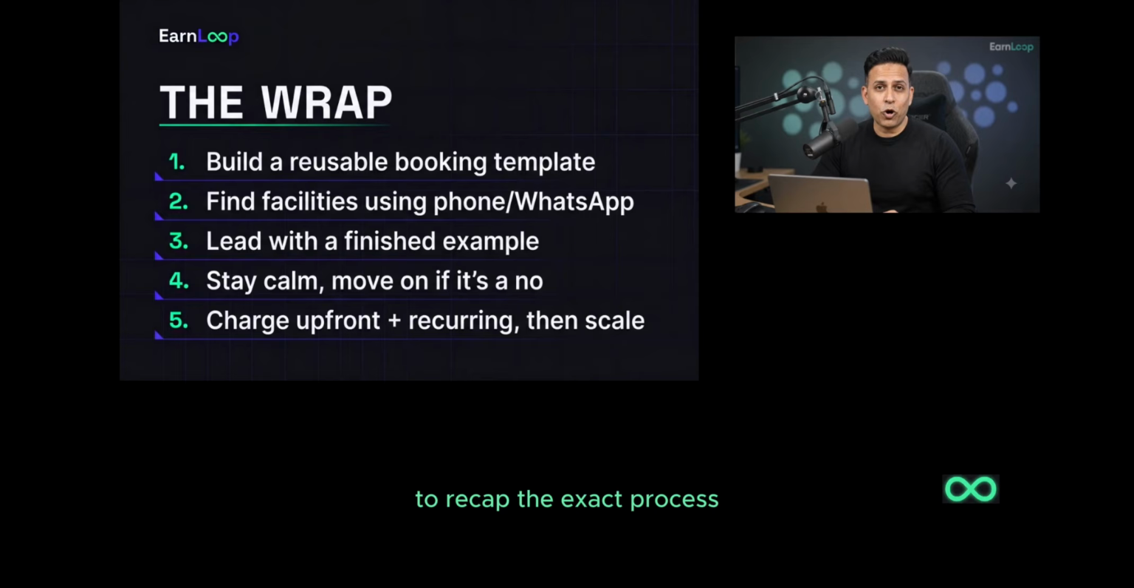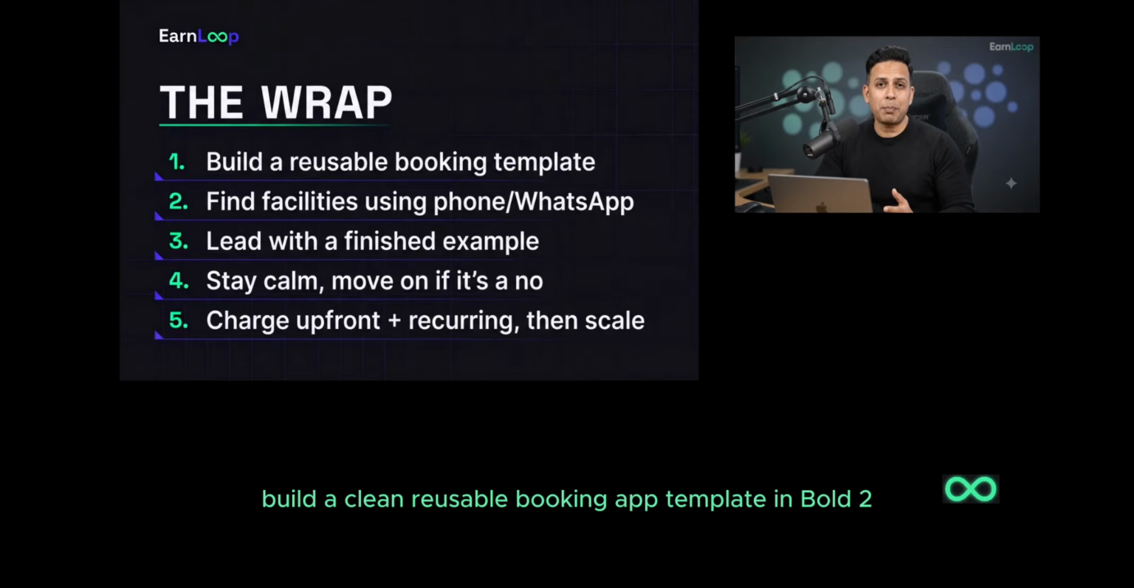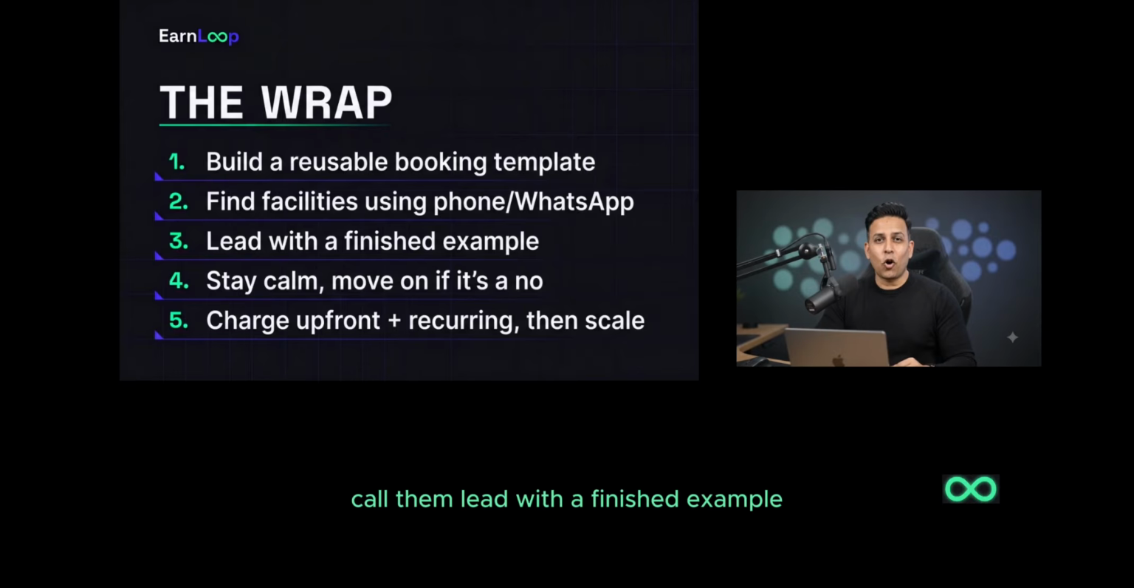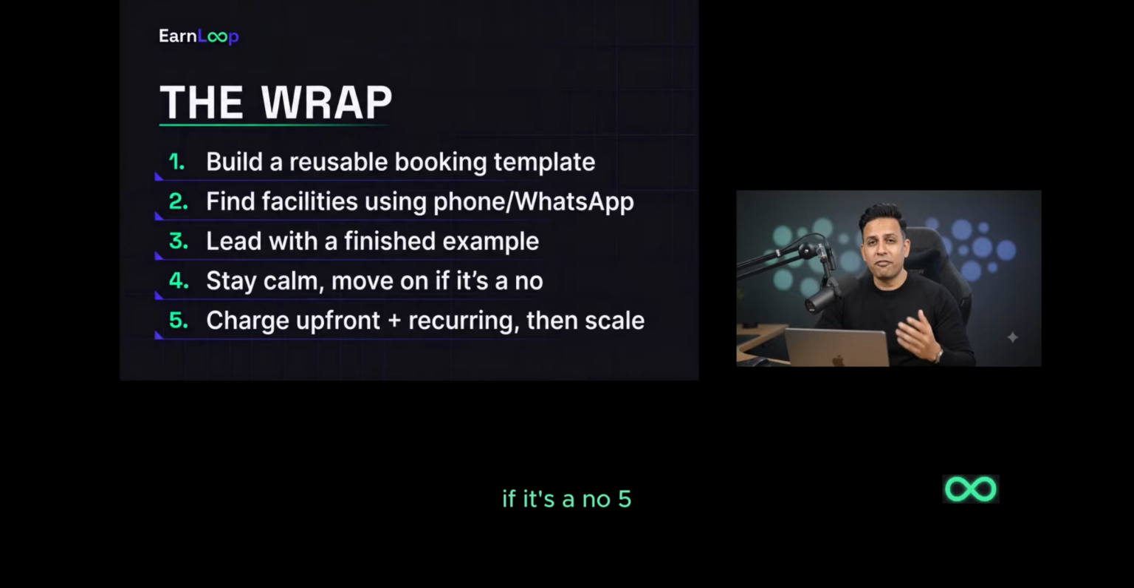To recap the exact process: 1. Build a clean, reusable booking app template in Bolt. 2. Find local sports facilities still taking bookings over phone or WhatsApp. 3. Call them, lead with a finished example, not a pitch. 4. Handle objections calmly, move on if it's a no. 5. Charge upfront plus a small recurring fee.